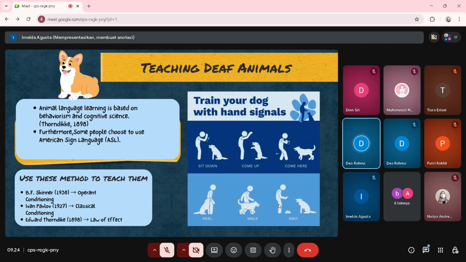So here, the visual: train your dog with hand signals. Yeah, such as sit down, come up, come here. If you want heel, and walk, and wait. So that's all for me. Next to Email. Thank you.